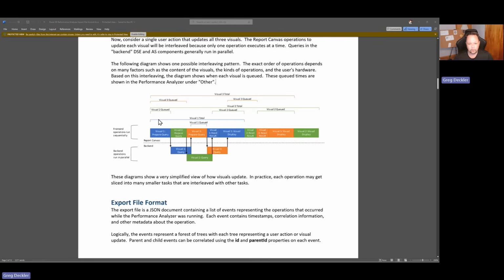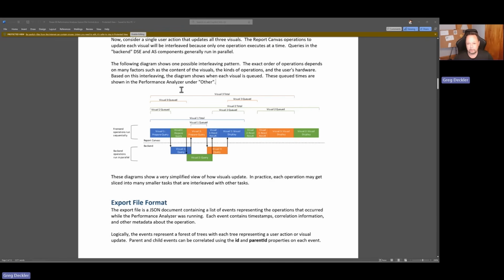So what you have is visual one. It goes out and prepares the query, the query happens, it reads the result, and then it displays the visual. While that is going on for visual one, visual two and three are queued. Then visual three runs and displays, and visual two is still queued. After visual three renders, then visual two renders. It's like a traffic jam, all trying to get the results and get the visual displayed. So that's the first thing that's important.